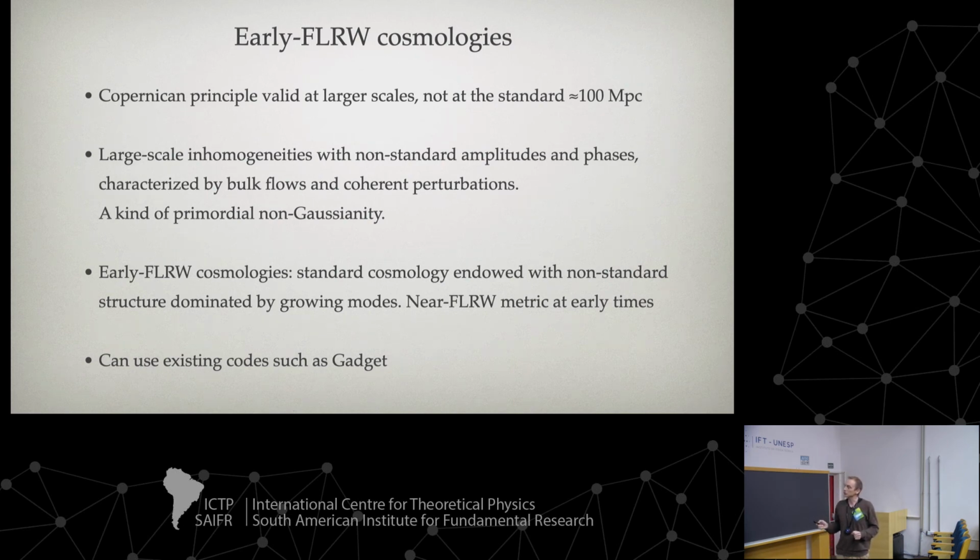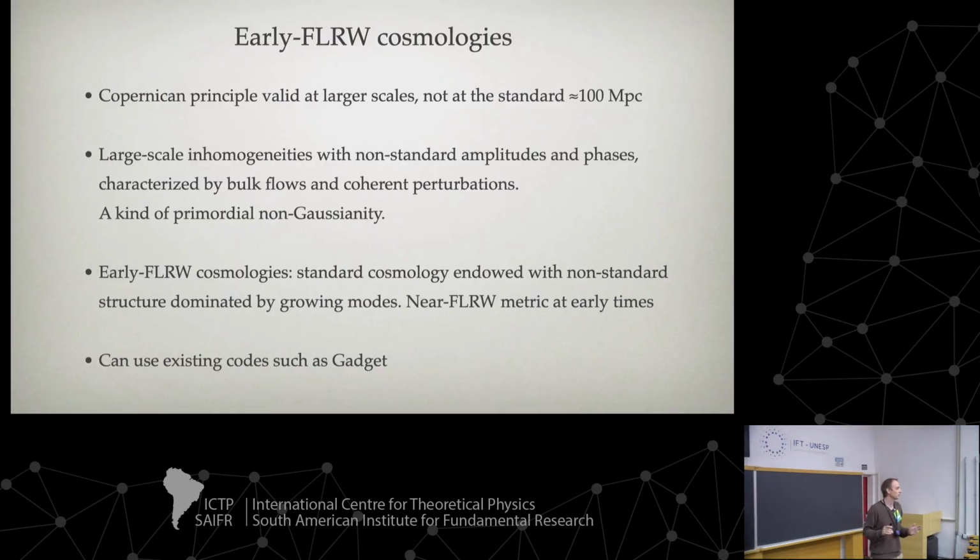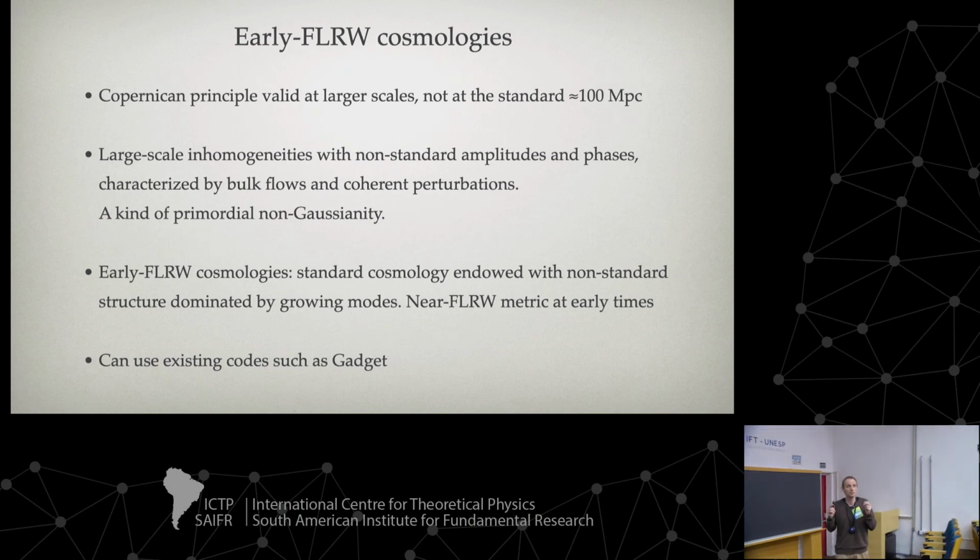Second, these early FRW cosmologies are cosmologies which feature, so imagine lambda CDM. You put on top some extra stuff. The requirement is that this extra stuff goes away at early times. Okay? So they're all basically decaying modes. Sorry, growing modes towards present time. So you can think of it as a kind of very weird primordial non-Gaussianity with correlated phases and stuff. Okay? And this requirement is also something practical, because if you do so, then you can use existing codes, such as Gadget or GR codes like Ramses, etc.